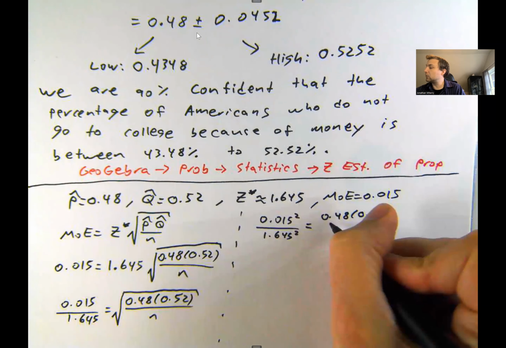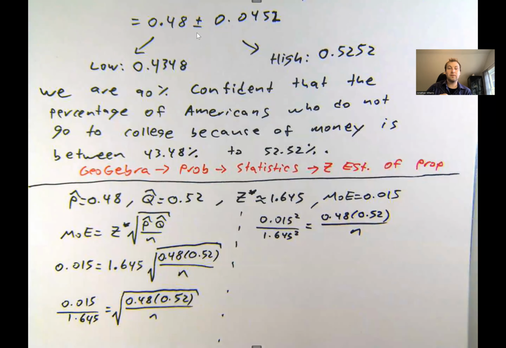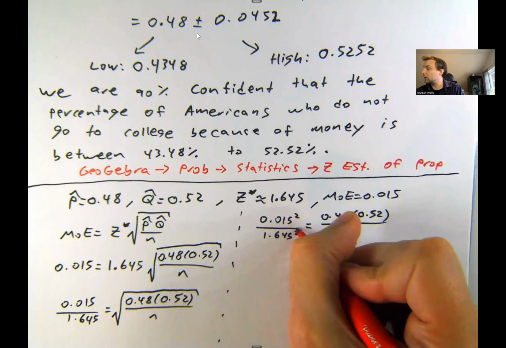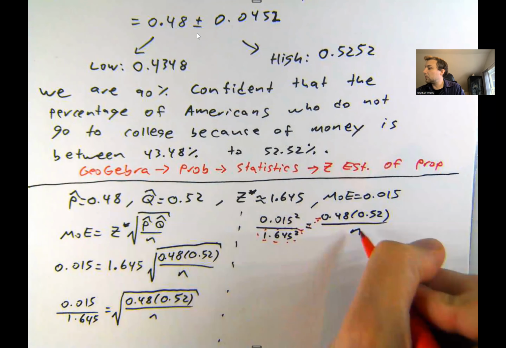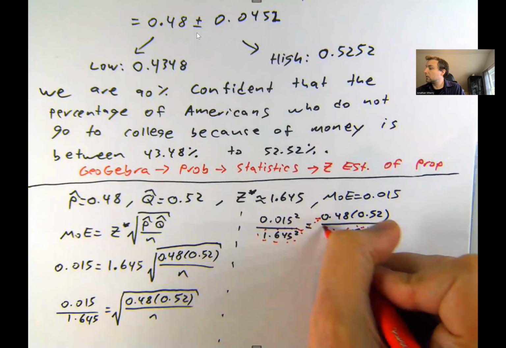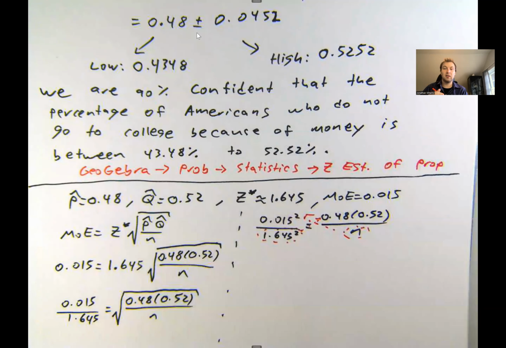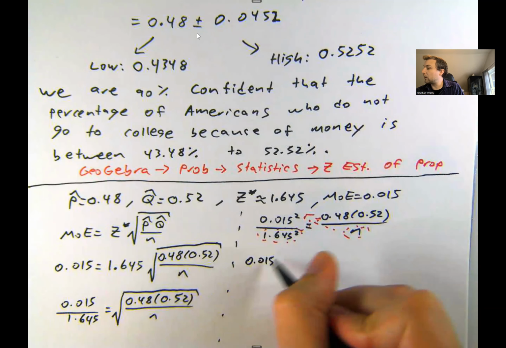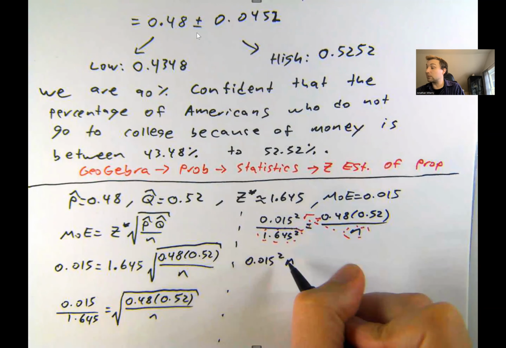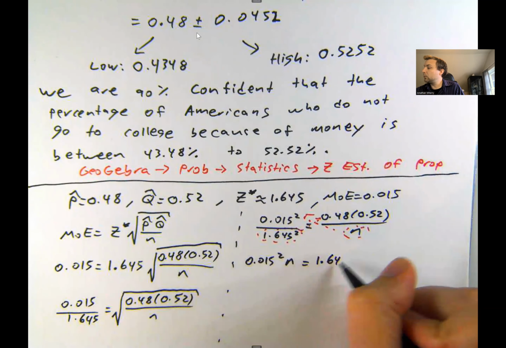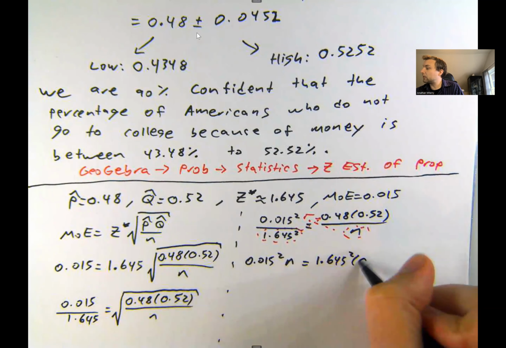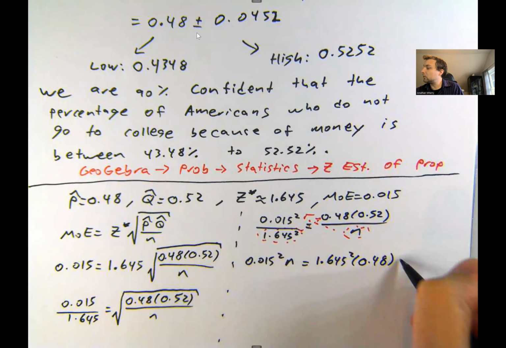I now have a fraction equaling a fraction, and one strategy for solving a problem with a fraction equaling a fraction is cross multiplication. So I'm going to take these denominators and multiply them across. So the n is going to get paired up with that 0.015 squared. So 0.015 squared times n. I almost have n by itself now. And this 1.645 squared is paired up with a 48 and 52.